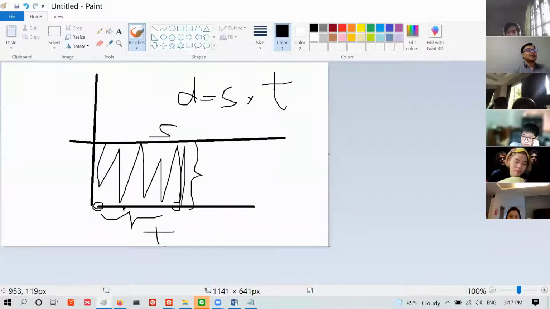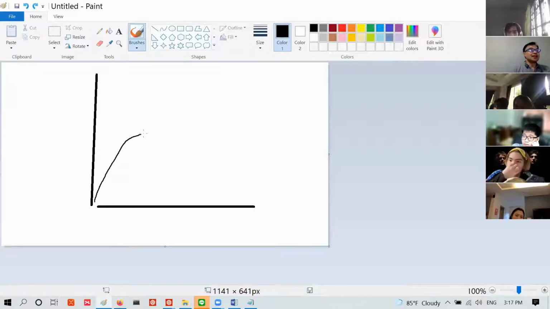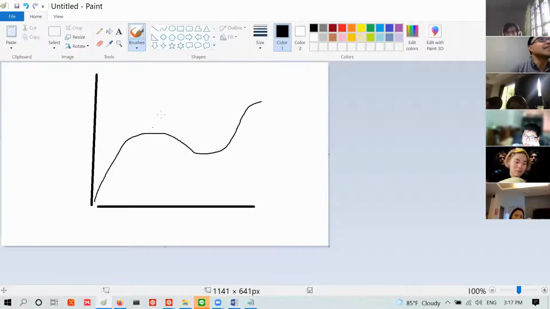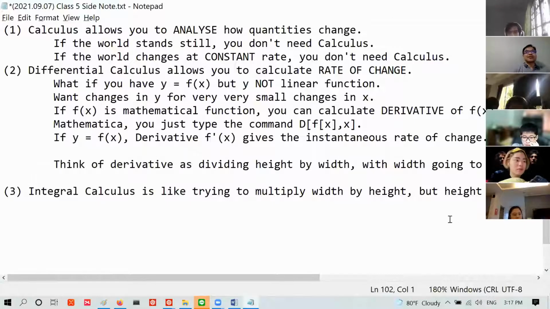Right? The point is, what if your speed is not constant? What if your speed looks like this? You start from 0, you speed up, you slow down, you go backward, you speed up again. My question is, I want the area under the curve between here and here. I want the width times the height, but the height changes. How will I do that? Well, this is where integral calculus comes in.